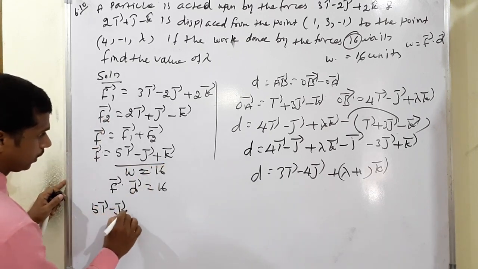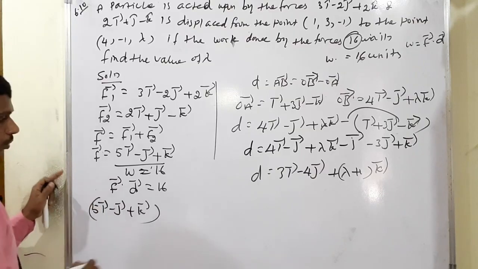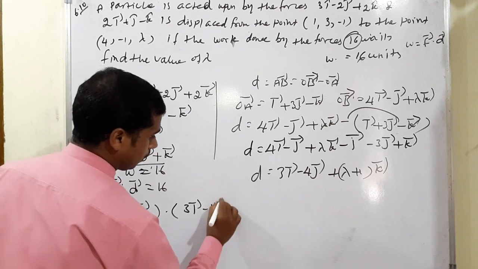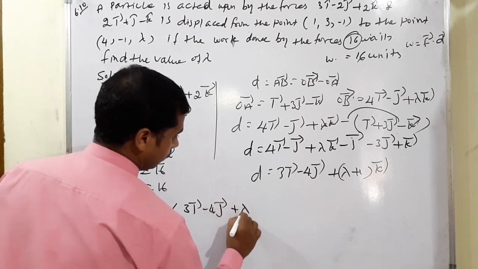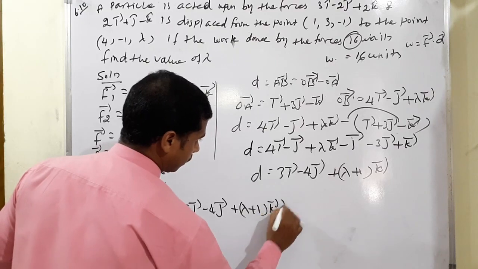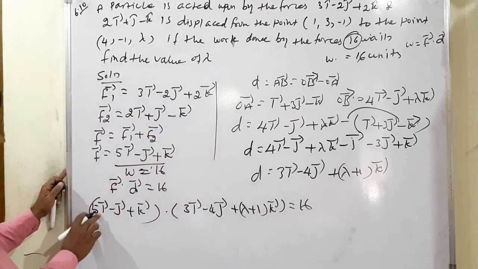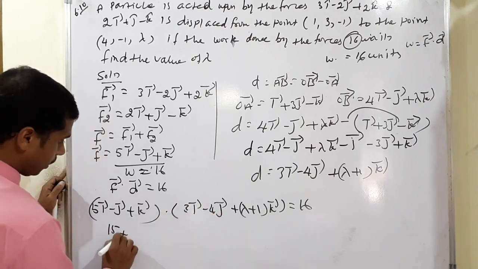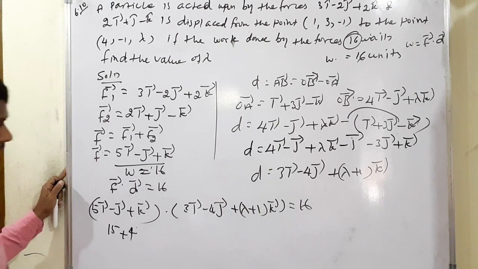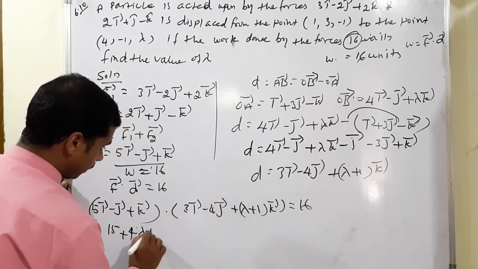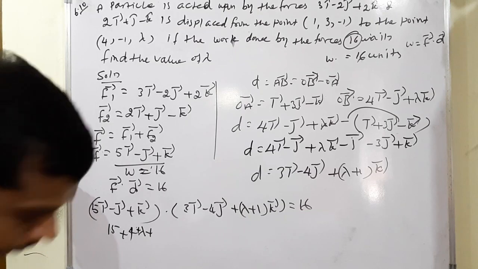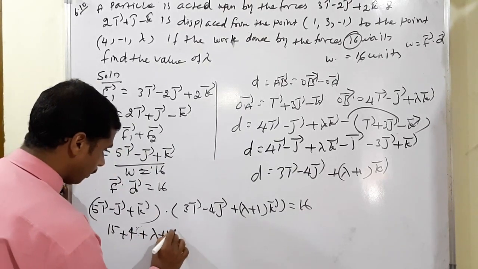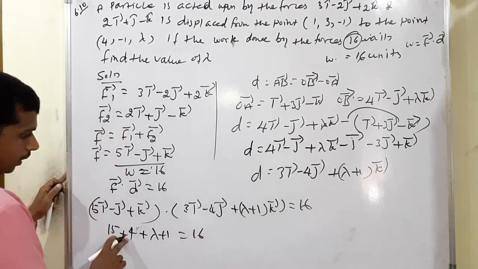5i vector minus j vector plus k vector dot (3i vector minus 4j vector plus (lambda plus 1) k vector) is equal to 16. Again, 5 into 3 is 15, minus 1 into minus 4 means positive 4. Last condition, 1 into (lambda plus 1) means there is a plus sign. So, lambda plus 1 is equal to 16. 15 plus 4 is equal to 19.